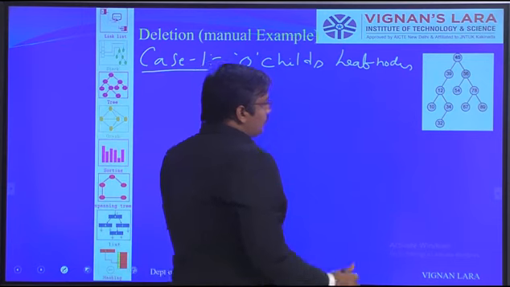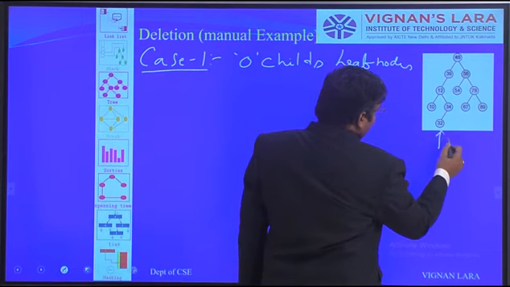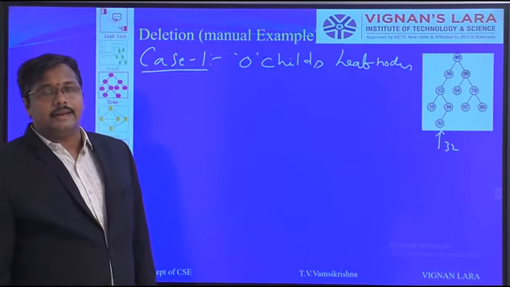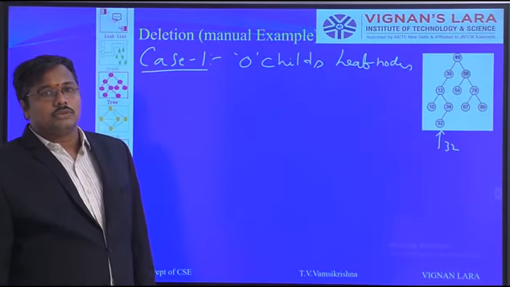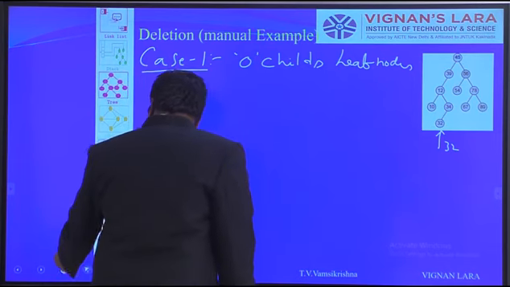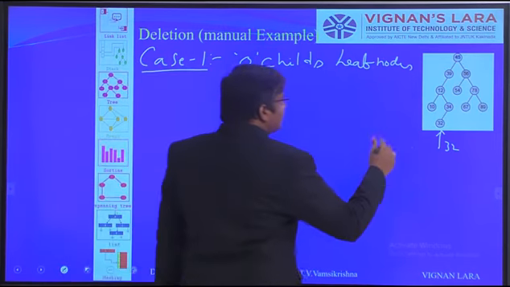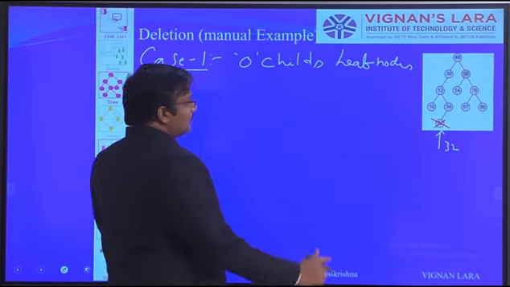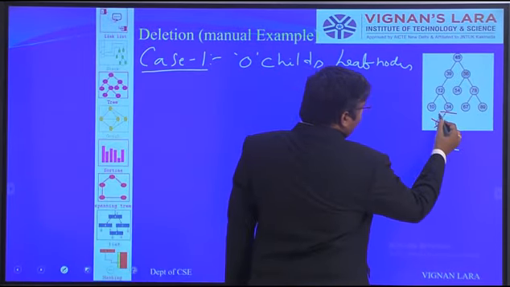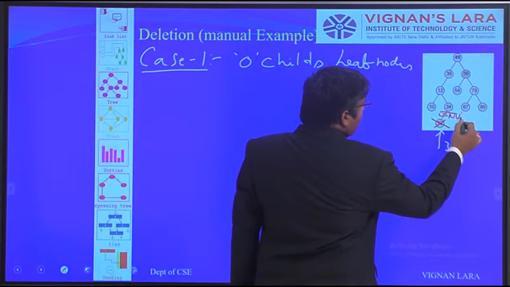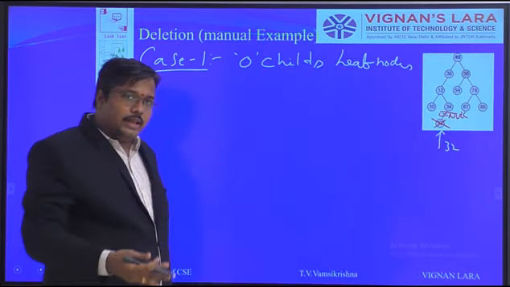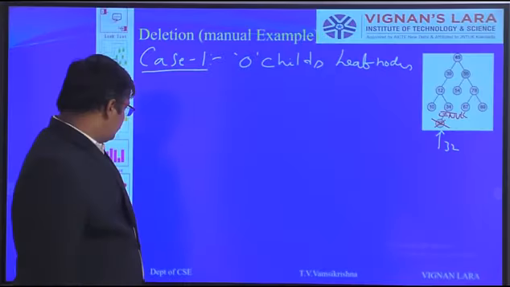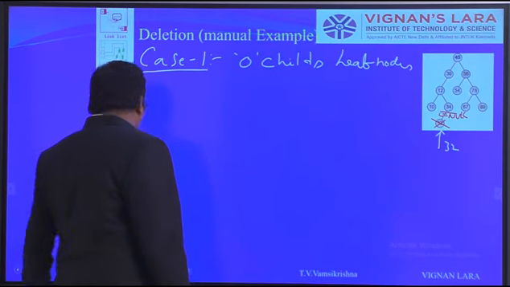Say, for example, I want to delete the element 32. In that case, 32 is simply deleted. It means the left pointer is made null, the left subtree is made null. It is a very simple kind of operation.